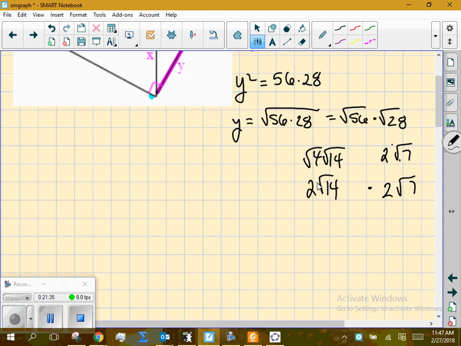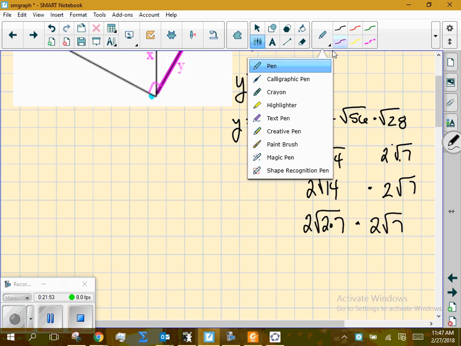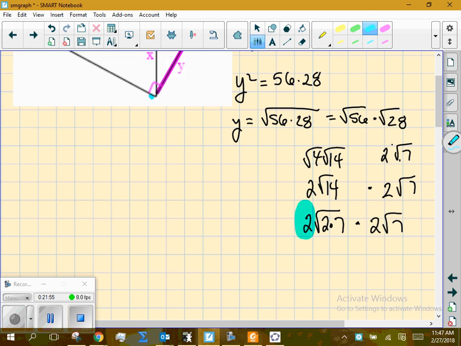Now, here's the only issue with something like this. This radical 14 and this radical 7, they need to go together, right? Yeah. Okay, well, think about this. 2, now radical 14 is 2 times 7, right? Times then this 2 times radical 7. Do you guys remember how to multiply radicals? No. Okay, the number on the outside gets multiplied by the number on the outside. So that gives me 4, right?